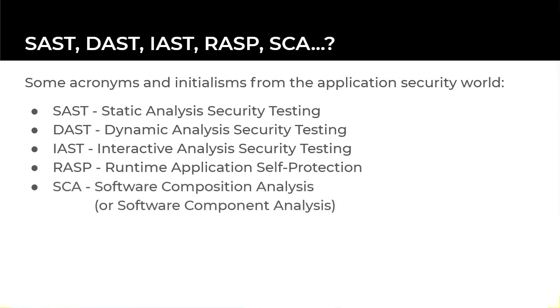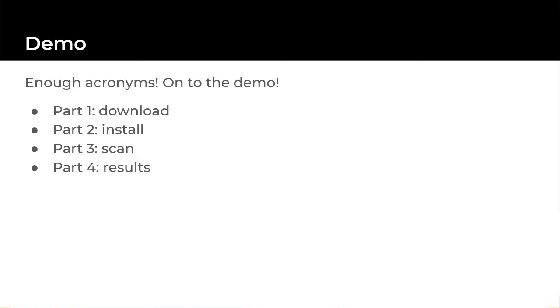Software composition analysis analyzes the third-party libraries that an application uses and looks for known vulnerabilities. So for example, I use safety for Python code, and I know other people that are using things like bundler audit for Ruby code or npm audit for Node.js. But that's about enough of the acronyms. Let's go on to the demo.